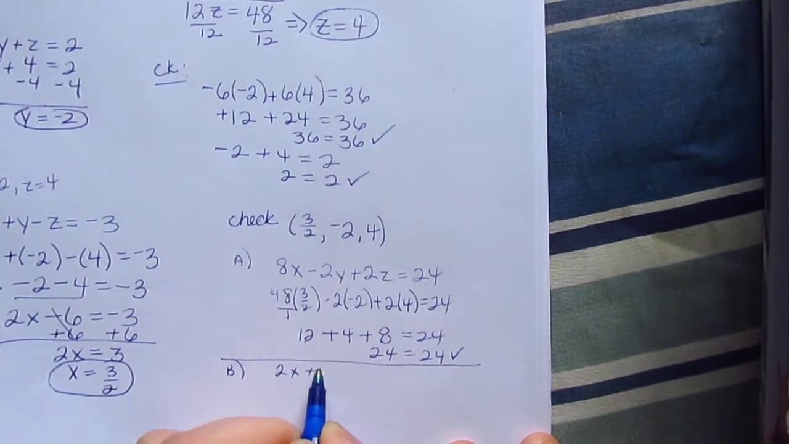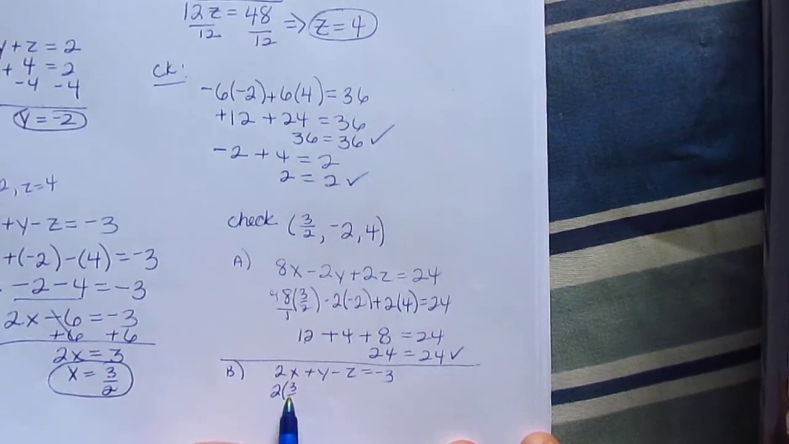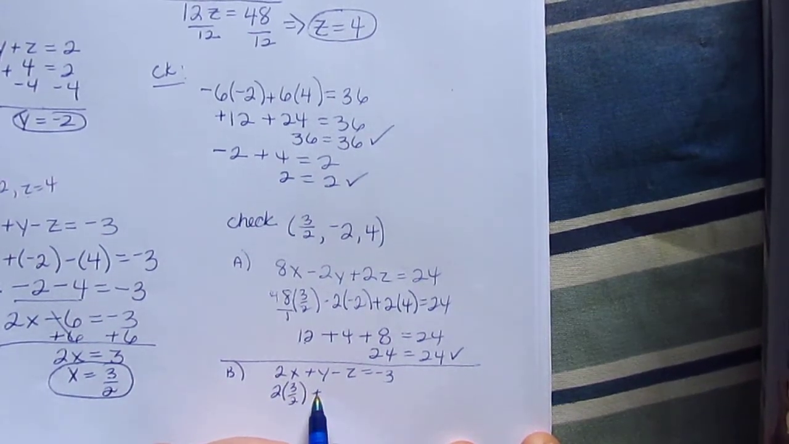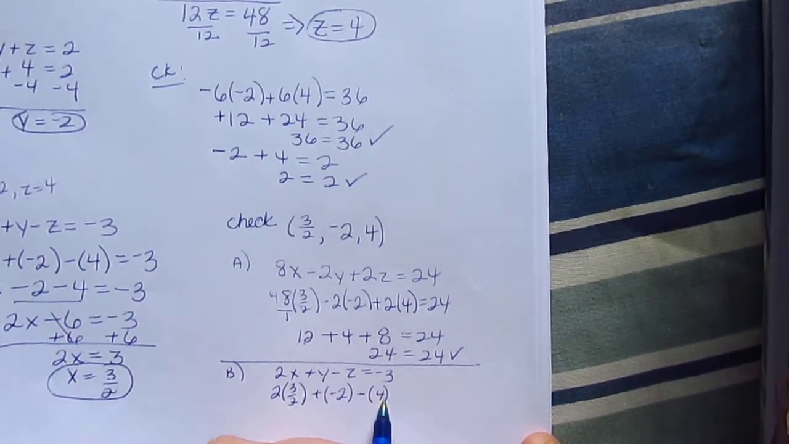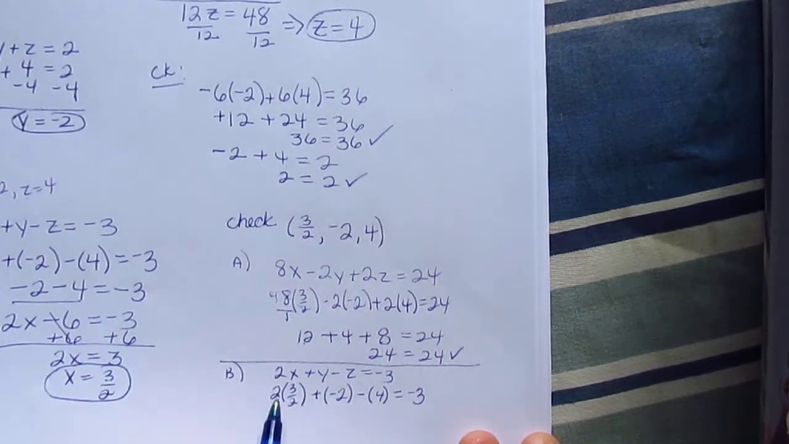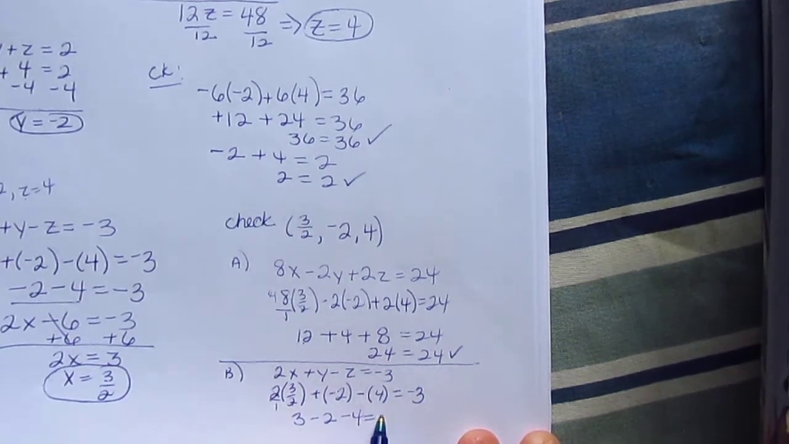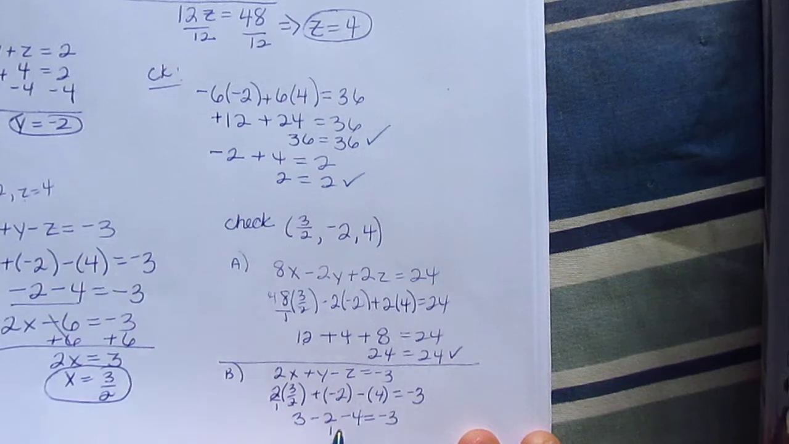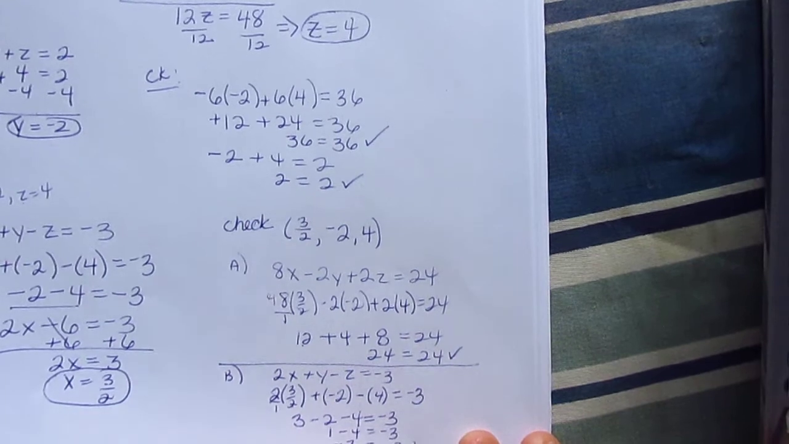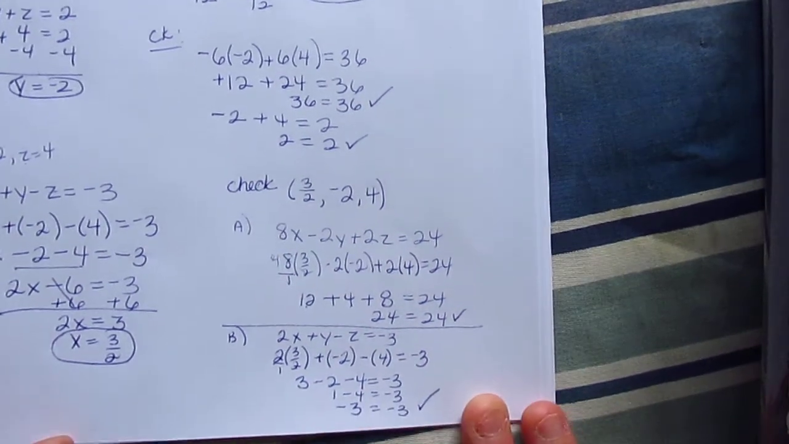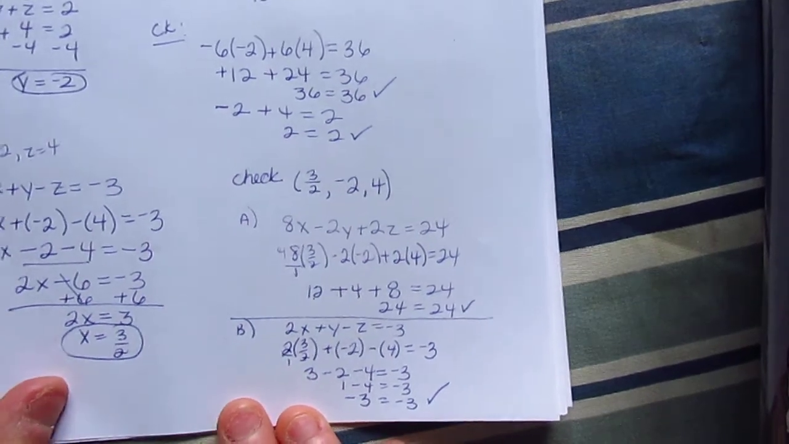Equation B is 2x plus y minus z equals -3. 2 times 3/2 plus y, which is -2, and z, which is positive 4. Does that equal -3? This is 3 minus 2 minus 4 equals -3. 3 minus 2 is 1, minus 4 equals -3. Yes, -3 equals -3. That one's good. I need to find space to check the third equation. Let's see, we'll put it over here.